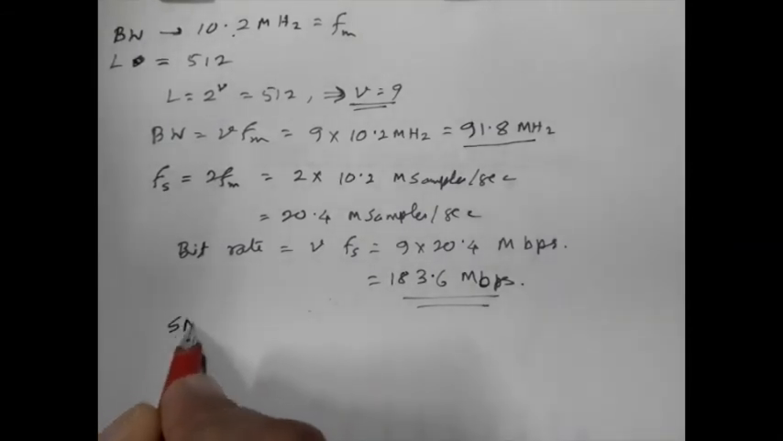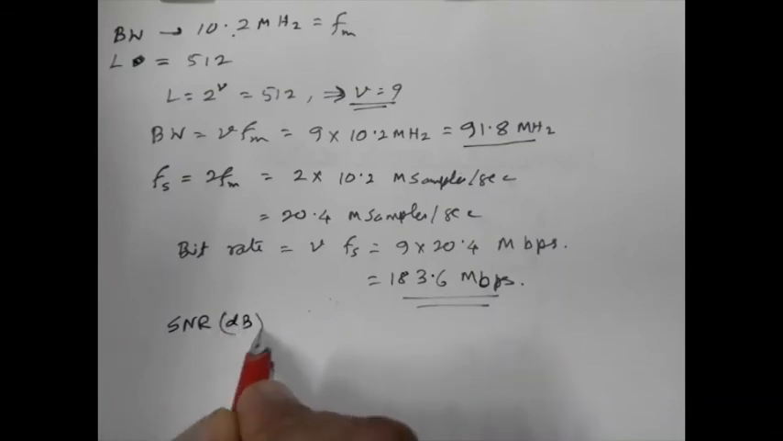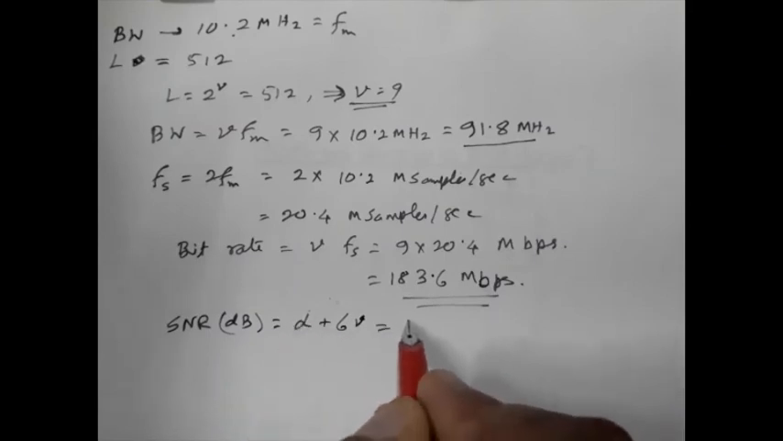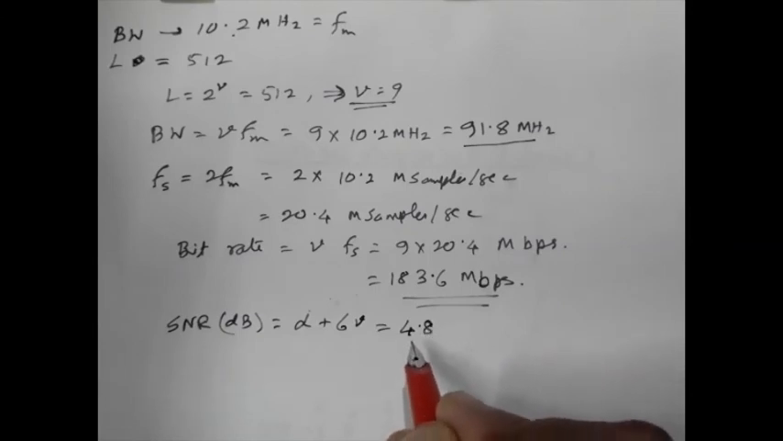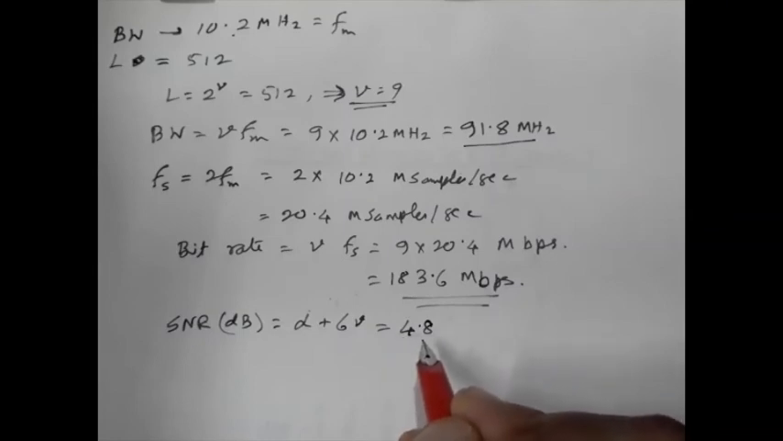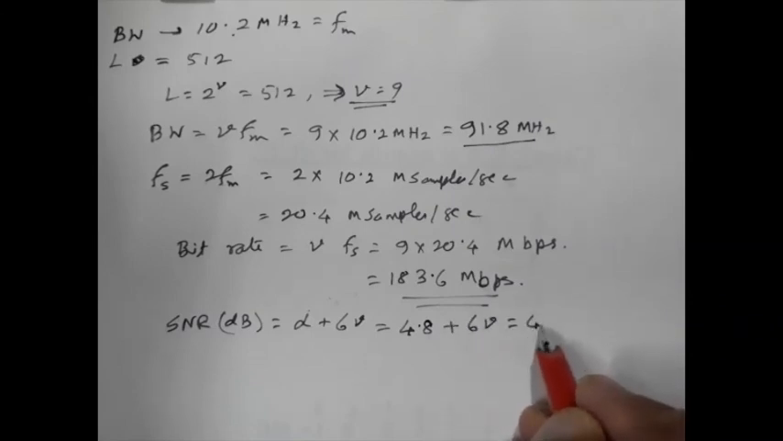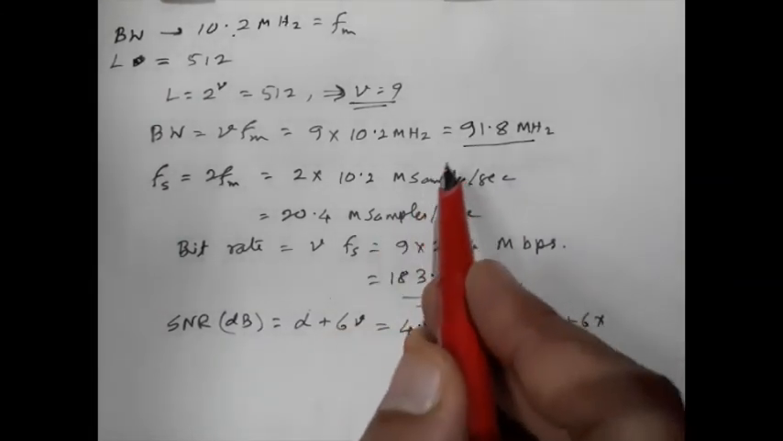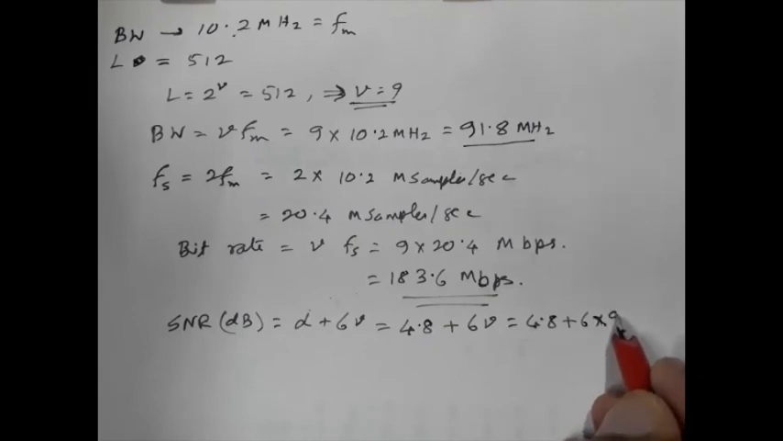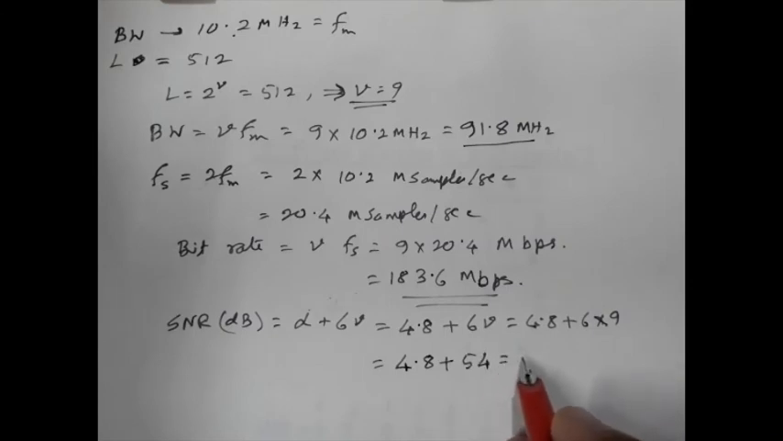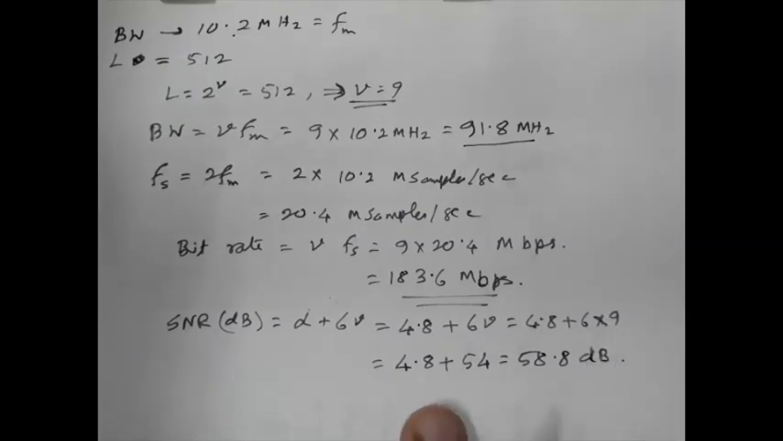Now you have already determined the expression for SNR in decibel, that is alpha plus 6v. Now alpha can be written as 4.8, assuming the power of the message signal is the peak power allowed, that is m square equal to mp square. So 4.8 plus 6 into v is 9, 6 into 9. So this is the signal to noise ratio.